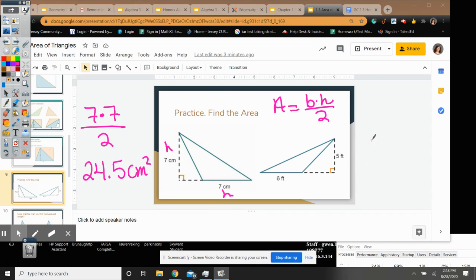What about this guy? The base is 6, the height is 5, and then we'll use that formula and divide by 2. 6 times 5 is 30. 30 divided by 2 is 15, and this time we're counting little square feet.